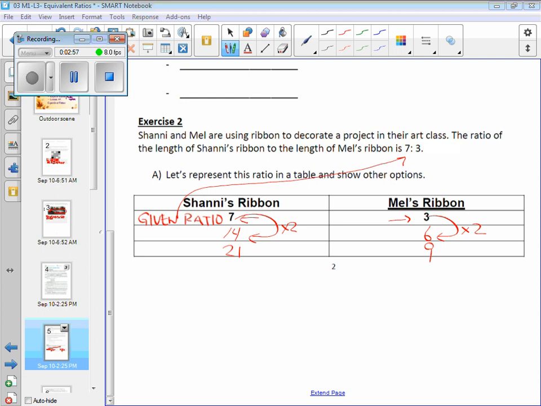Ready? This is why I call it rainbows. My next rainbow. To get from 7 to 21, what did you multiply by? 7 times what? Go ahead, Charles. 7 times what makes 21? 3. Yes. That times 3 will work from 3 to 9 as well.